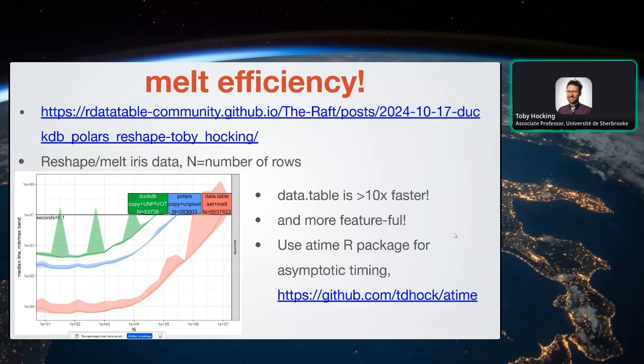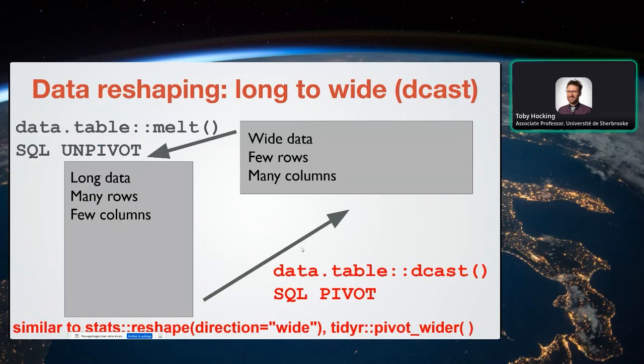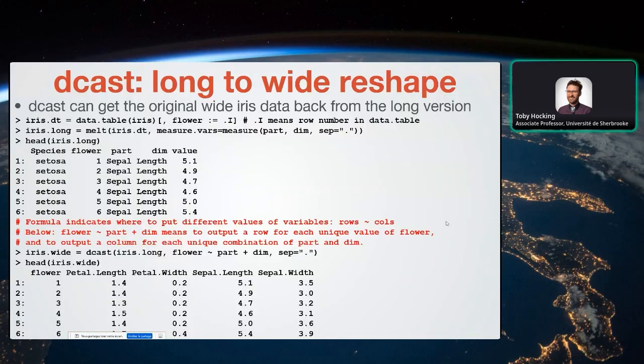users and developers. So let's talk about now the decast function, which is the opposite of the melt function. So it's going from the long data to the wide data. And that's the equivalent of the SQL pivot function or stats reshape direction wide and tidyr pivot wider in R. So this decast function is super useful. First of all, you can use it to recover the original iris data if you did the melt operation here.